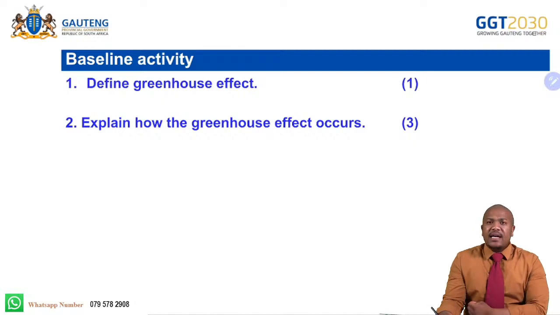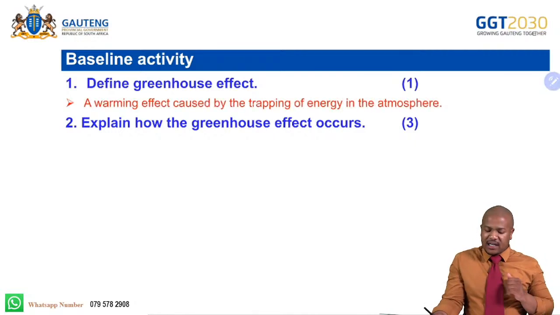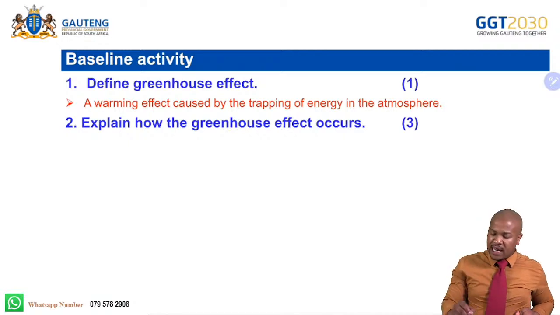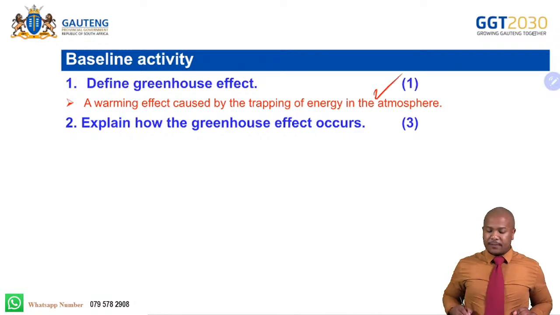Number one says define greenhouse effect. Remember that this is the part that we were doing in the previous lesson. We talked of greenhouse gases and greenhouse effect, so it should be easy to answer this one. We define greenhouse effect as a warming effect caused by the trapping of energy in the atmosphere. Then you mark your work.